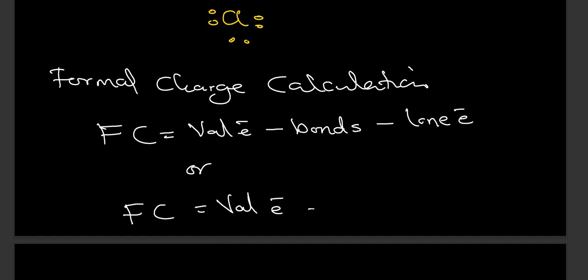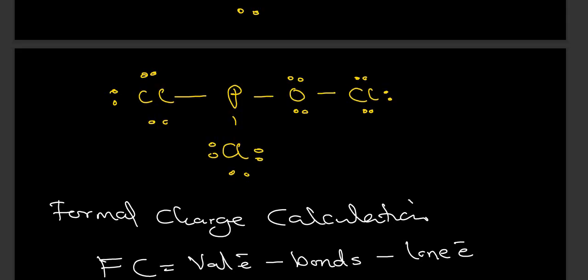So valence electrons minus half the bonding electrons, then minus the lone electrons. Either way, you should get the same answer. When I say number of bonds, here, for example, I want to calculate the formal charge of P, which is phosphorus. The formal charge of P is equal to how many valence electrons does P have before it's bonding to anything? It was 5, right? Then minus how many bonds are you seeing? How many lines are connected to P? There are 3 of them.